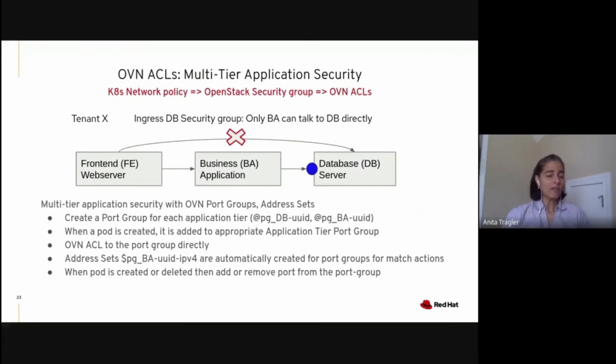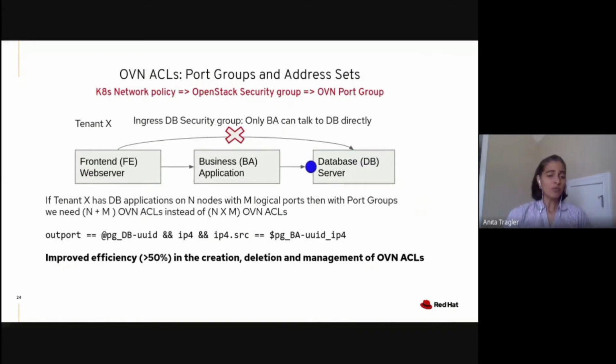And at the same time, we have address sets being created, which include IP addresses for all the ports in that port group. These are automatically created for each port group so that you can perform match actions on that ACL more quickly. And every time a port is added or deleted, you just need to remove it from the port group. You don't need to go to each of the logical switches and update. This has improved efficiency in the creation, deletion and management of OVN ACLs and network policy by over 50%.